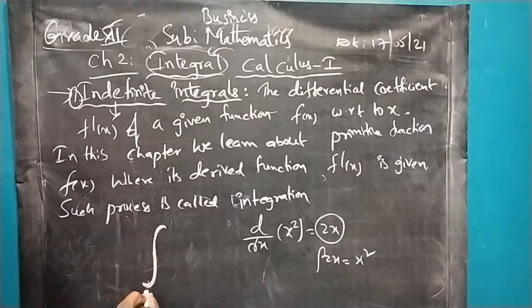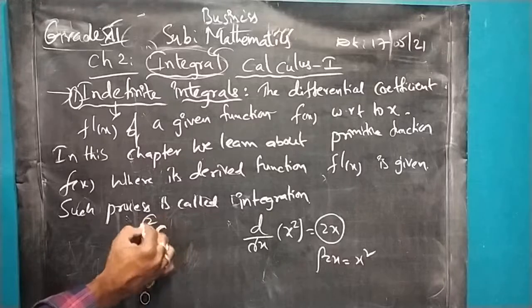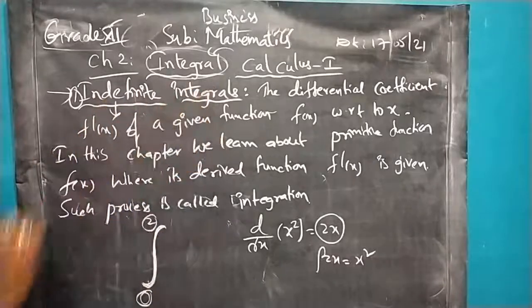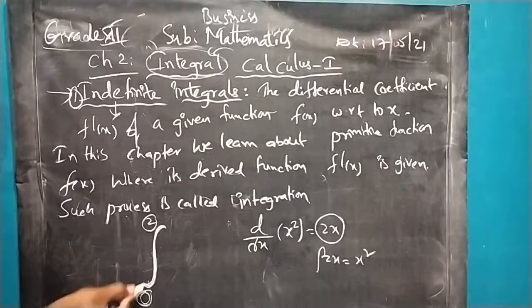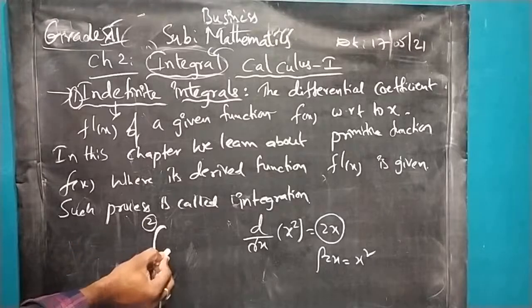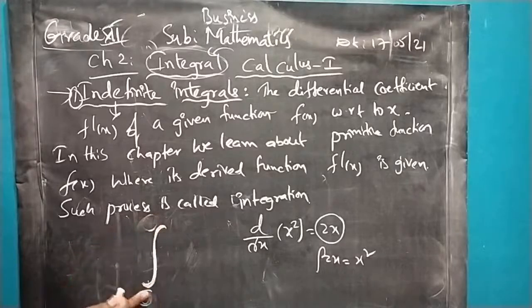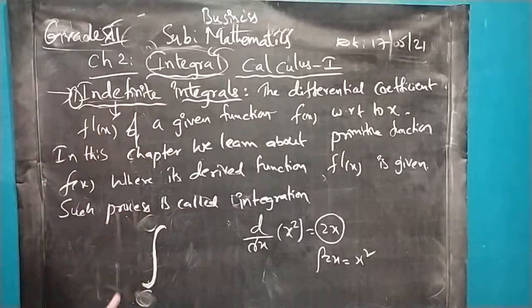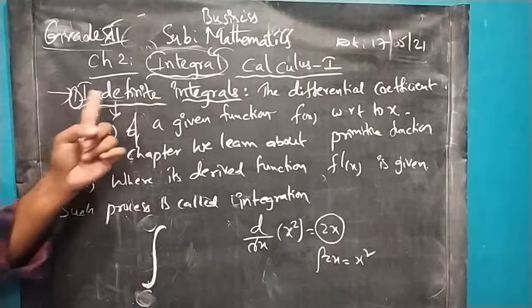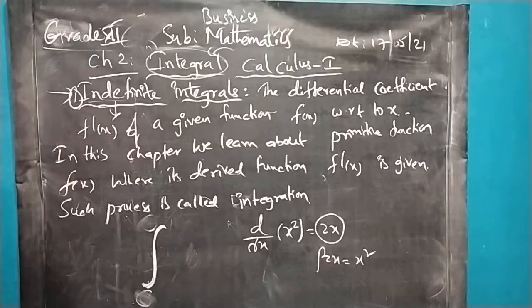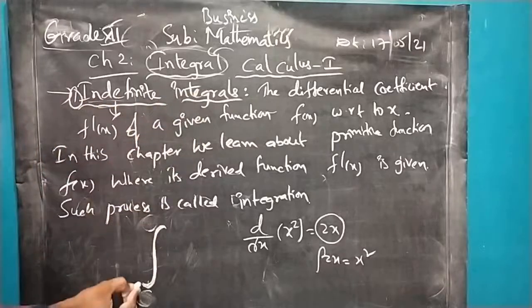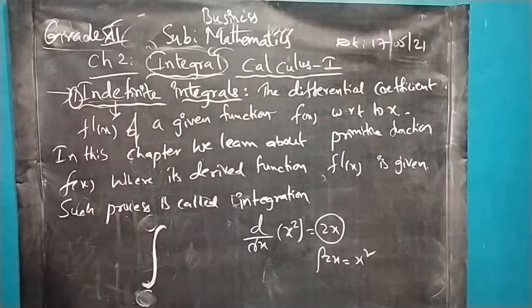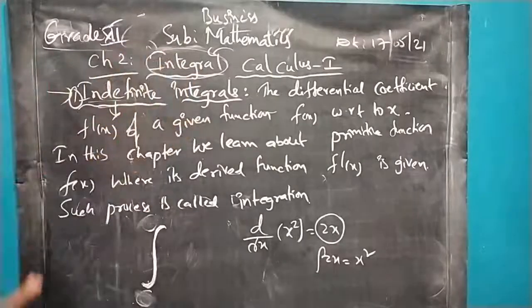If I am keeping some class intervals for this, then it comes under definite integrals. Definite means from 0 to 2 only this integral is applicable. But if I am not keeping any limits, it is called indefinite integrals. Indefinite integrals can be applicable to any value. There is no limit for that, so that's why we call it indefinite integrals. Definite integrals need boundary limits, like from 0 to 2 or 2 to 4.